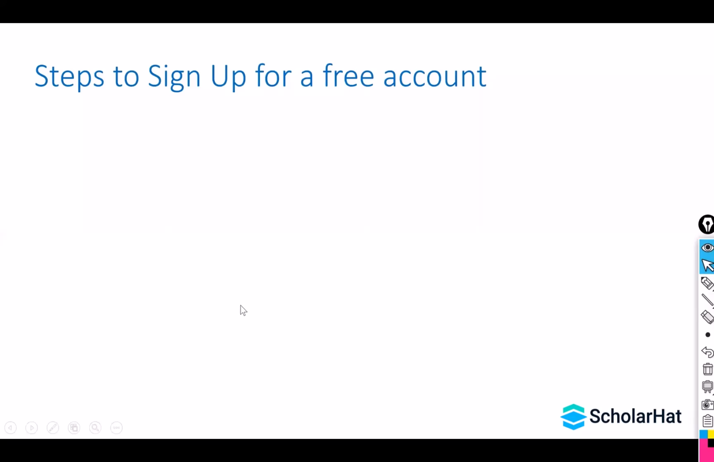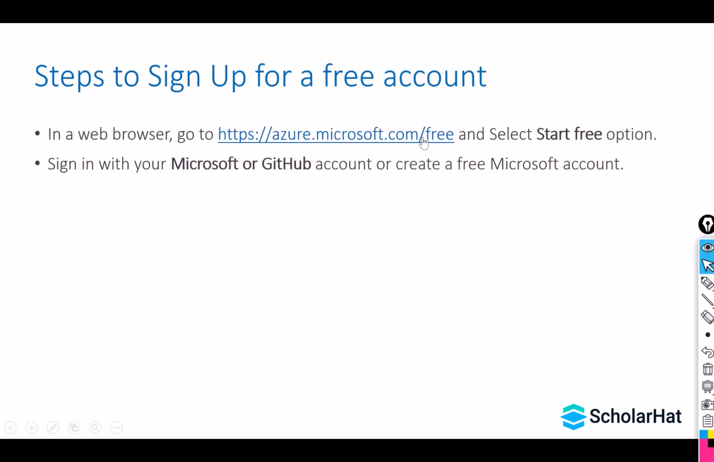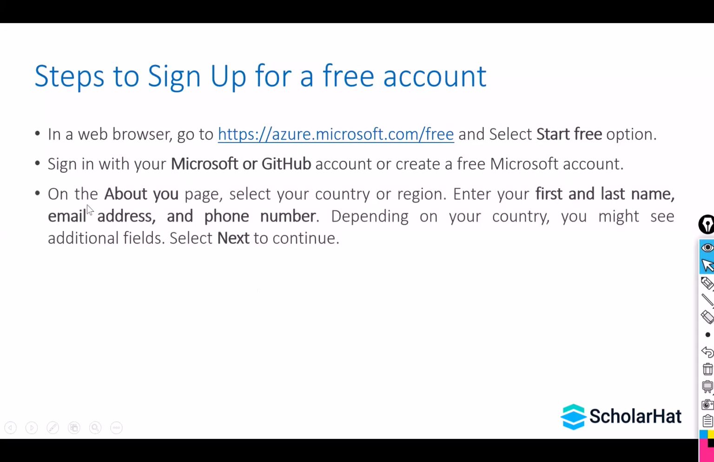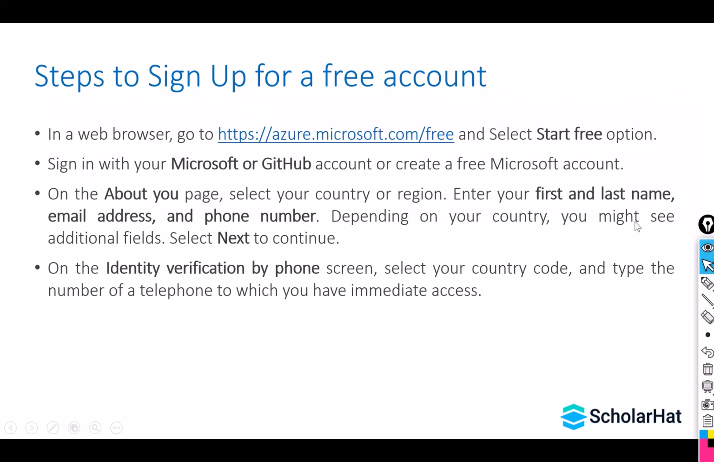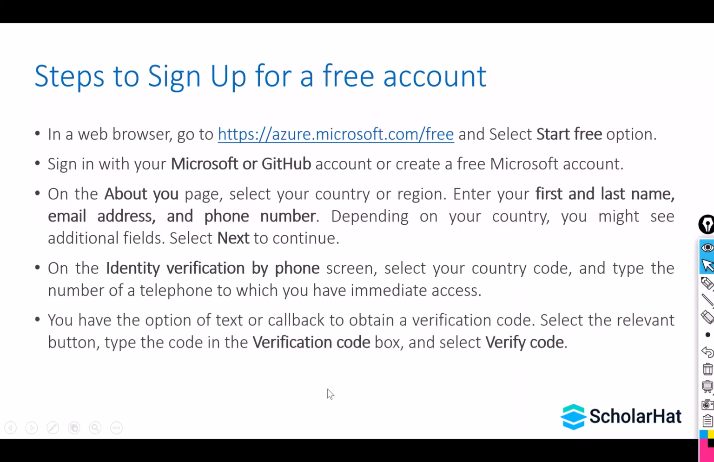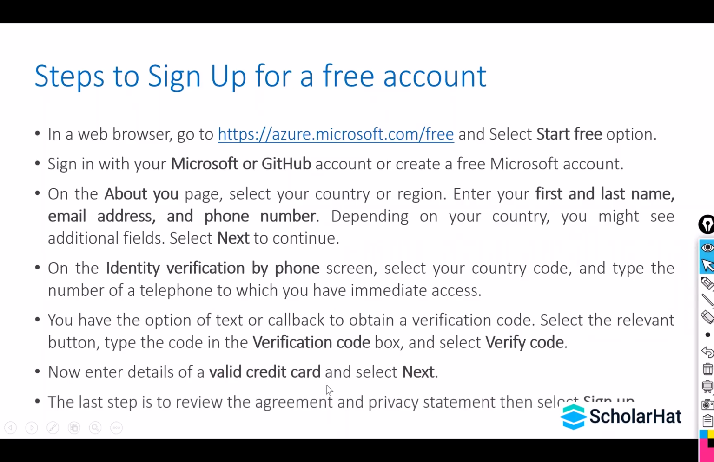Now I'm sharing the steps to sign up for the free account. Simply go to this website, select the free option, then go to the Microsoft GitHub account, and mention your first name, last name, email address, and phone number. Depending upon your country, you might see different options. Then verify your identification using the phone number, and after that you will get immediate access. Make sure you mention a valid credit card. Microsoft allows credit cards; debit cards will not work. Then click the next button. These are the steps you need to follow whenever you sign up for the Azure free account. Simple.